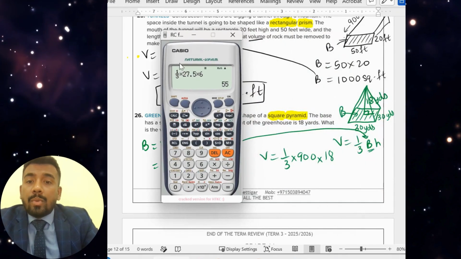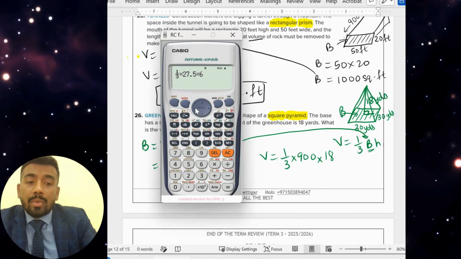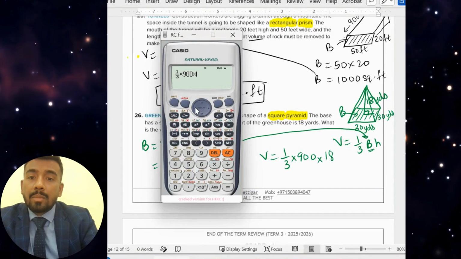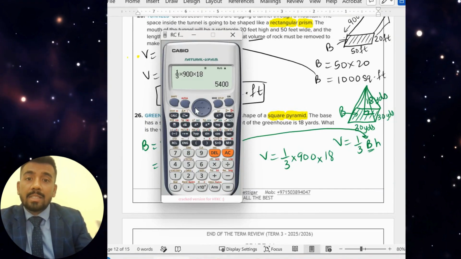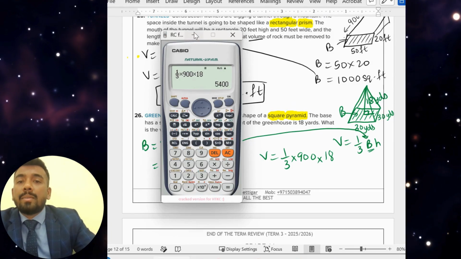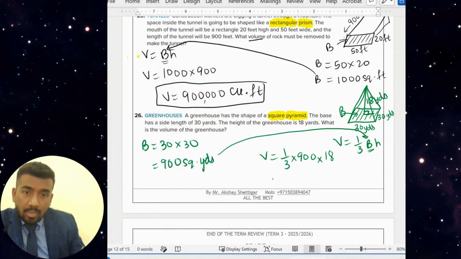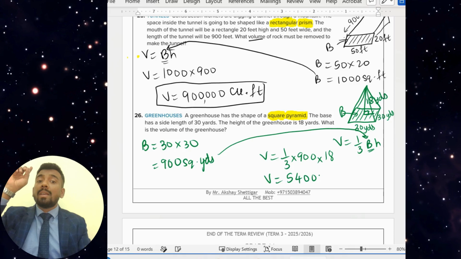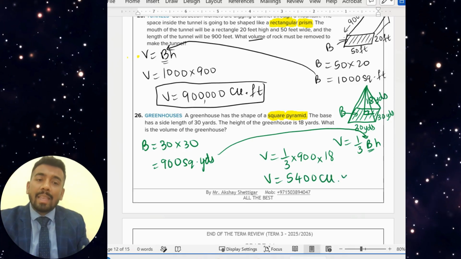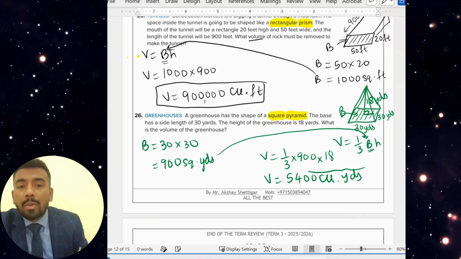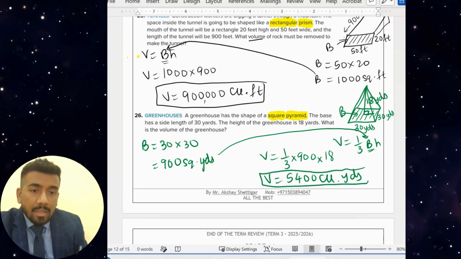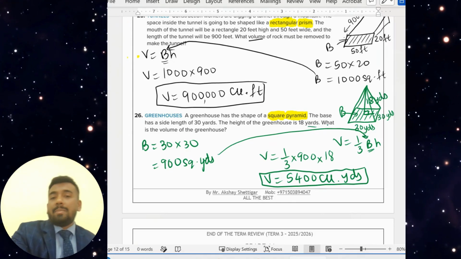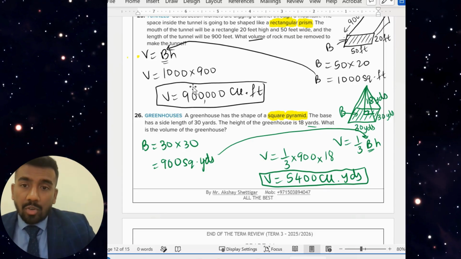Now put it in the calculator. 1 over 3, oh, it's already there. So 900 times 18. How much is the answer? 5,400. So the volume is 5,400. What will be the unit? Cubic yards. Cubic because it's volume, and yards because that is the unit given. Easy peasy. Let's go to the next one.